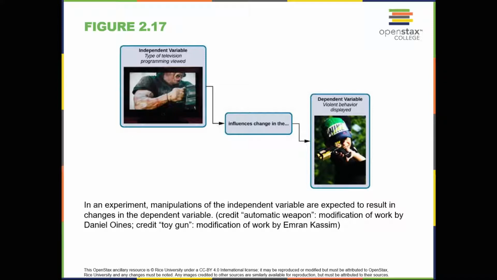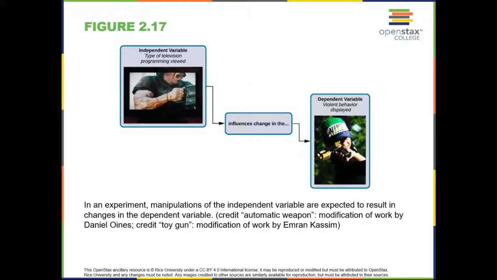In our example of how violent television programs affect children's displays of violent behavior, the independent variable is the type of program, violent or nonviolent, viewed by the participants in the study. A dependent variable is what the researcher measures to see how much effect the independent variable had. In our example, the dependent variable is the number of violent acts displayed by the experimental participants. We expect that the dependent variable will change as a function of the independent variable. In other words, the dependent variable depends on the independent variable.